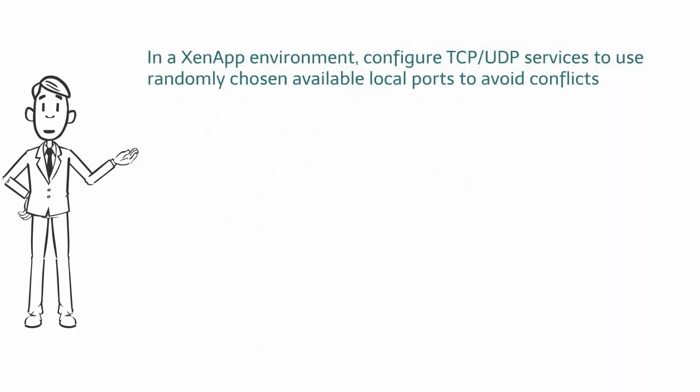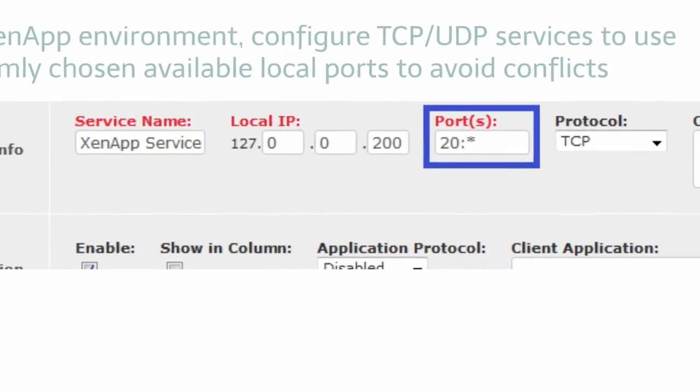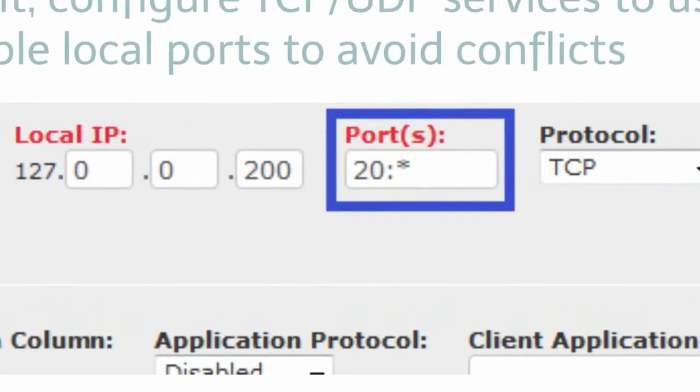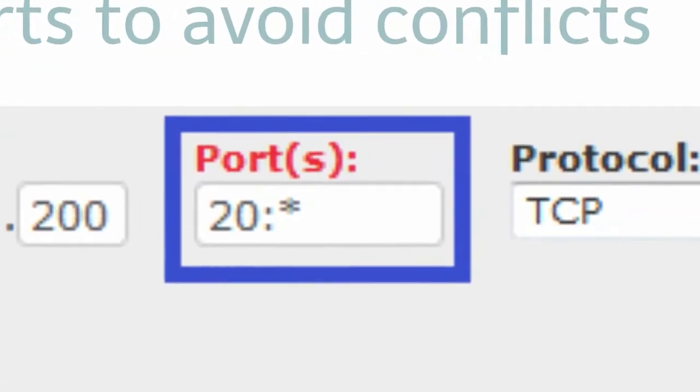In a XenApp environment, configure all TCP UDP services to have the listener wait for connections on a randomly selected available local port to avoid conflicts. To do this, enter an asterisk for the local port in the Ports field of the TCP UDP Services panel. The 20 here configures the client application to use port 20 to access the destination device. The asterisk configures the client application to use a randomly selected available local port over which to wait for connections.